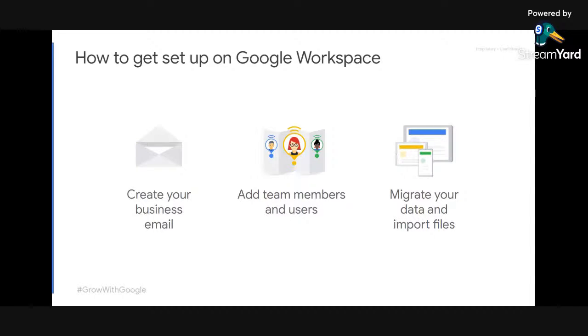Now let's take a look at the steps to get you set up on Google Workspace. First, you need to create a business email address. Note you don't need to add email addresses as user accounts. Instead, you can create email aliases and group addresses for your business communications. These types of addresses are free and don't count towards your Google Workspace user license.